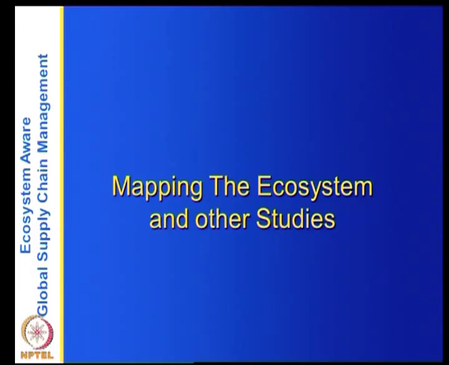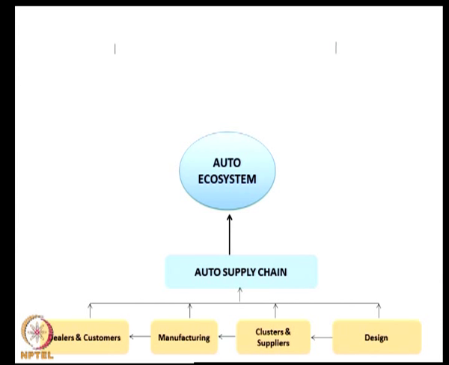So, before we proceed, let us see how to map the ecosystem for some examples. Let us take an auto example. In the auto system, there is the auto supply chain, that is, you have the design and then the clusters and suppliers, manufacturers, dealers and customers. So, basically that's the auto supply chain that one has.